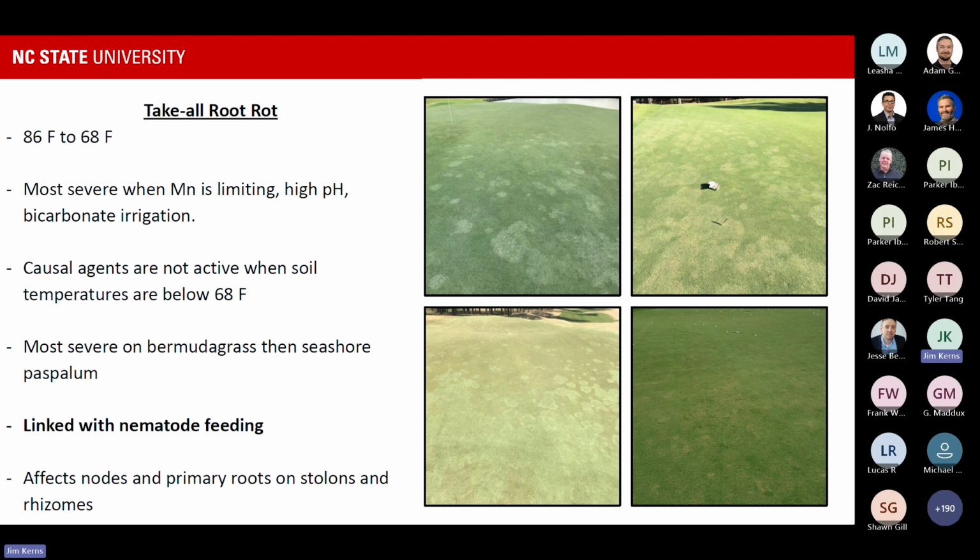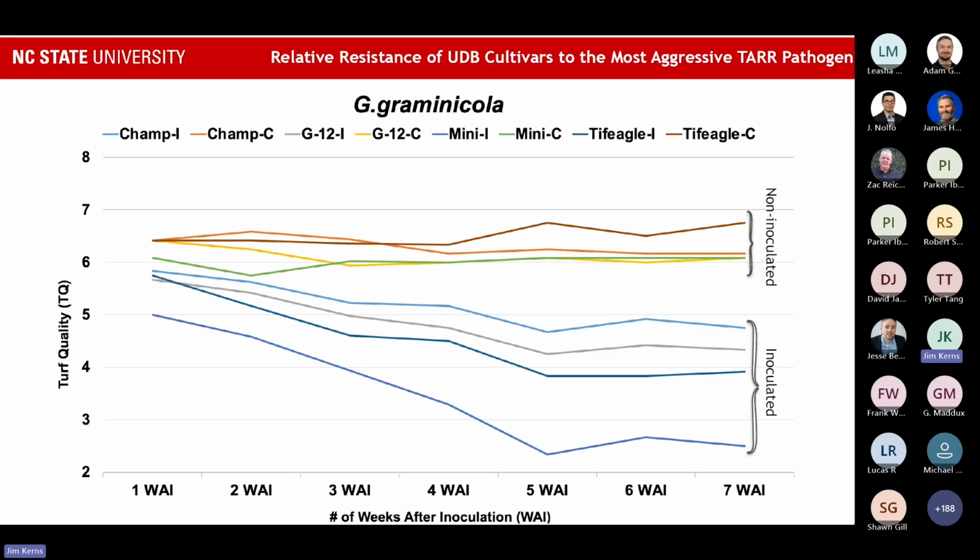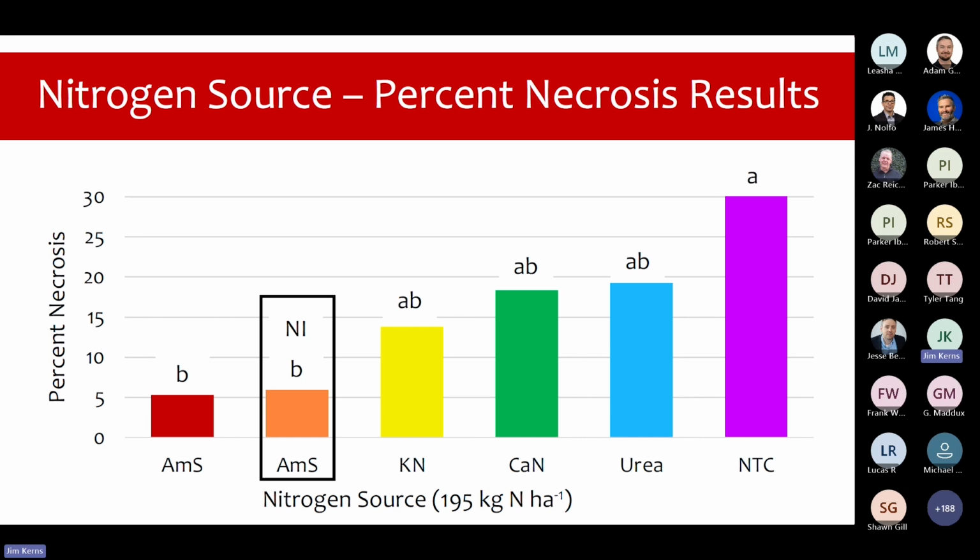We see it more than just Bermuda grass. We see it on seashore paspalum. We've documented this on the newer zoysia grasses as well. And we've seen this in certain fairways and athletic field situations, typically where the soil is sandy, right? It is linked with nematode feeding, and it's primarily affecting nodes in those primary stolons, okay? Just a couple quick skips here to get to some more management.